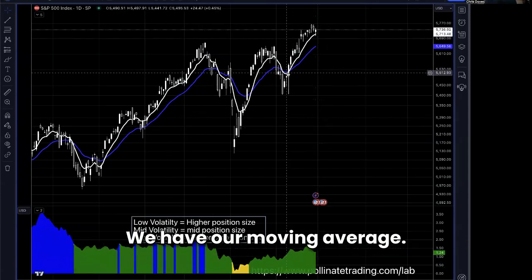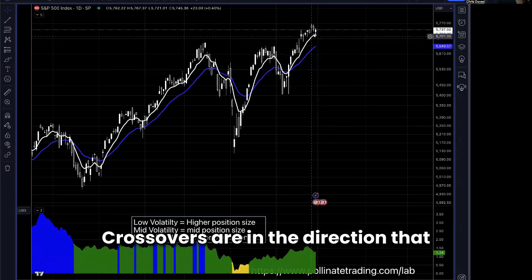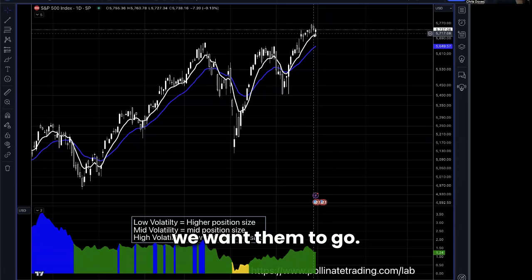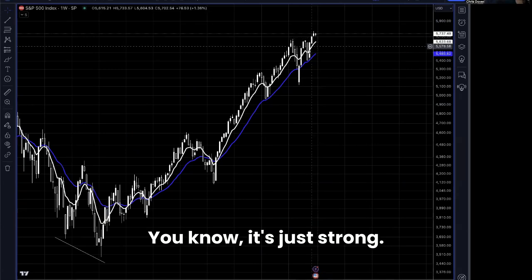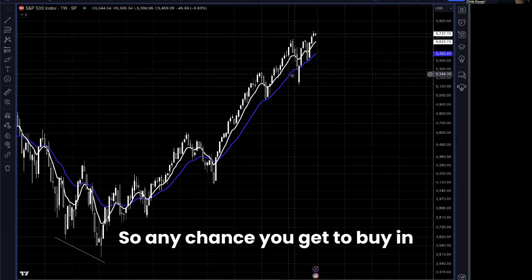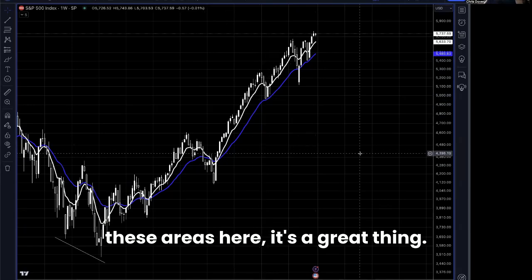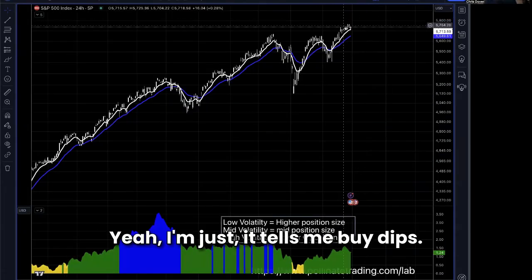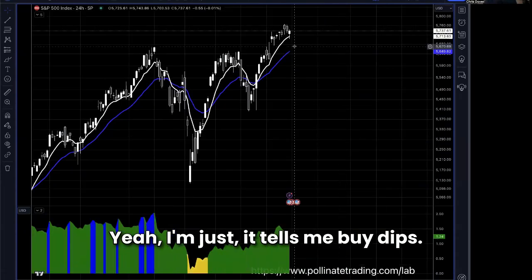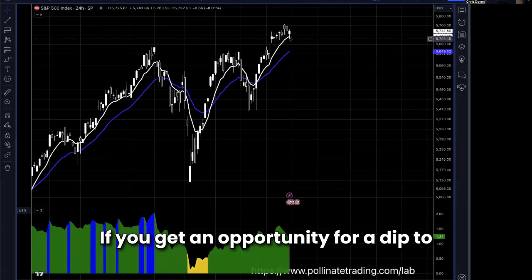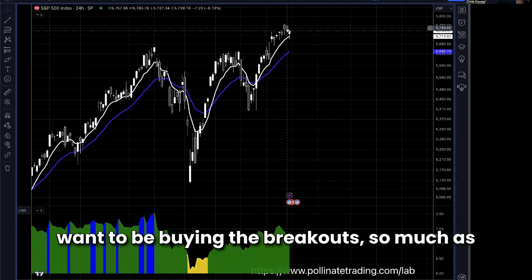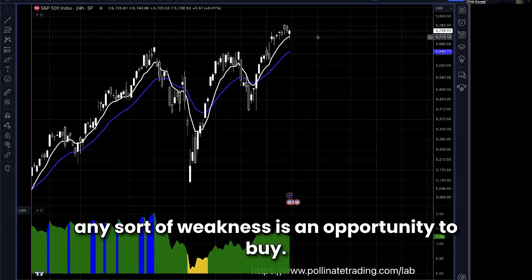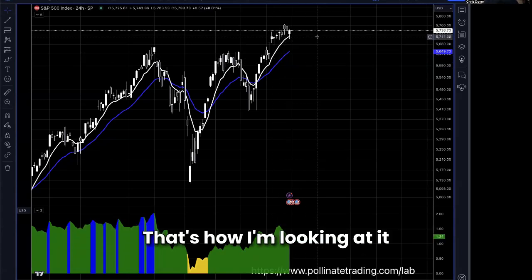We have our moving average crossovers in the direction that we want them to go. If we were to put this on a weekly chart, it's just strong. So any chance you get to buy in these areas here, it's a great thing. So here, it tells me buy dips. If you get an opportunity for a dip to come down here, look to buy it. You don't want to be buying the breakouts so much as any sort of weakness is an opportunity to buy. That's how I'm looking at it, and that's how I trade them.